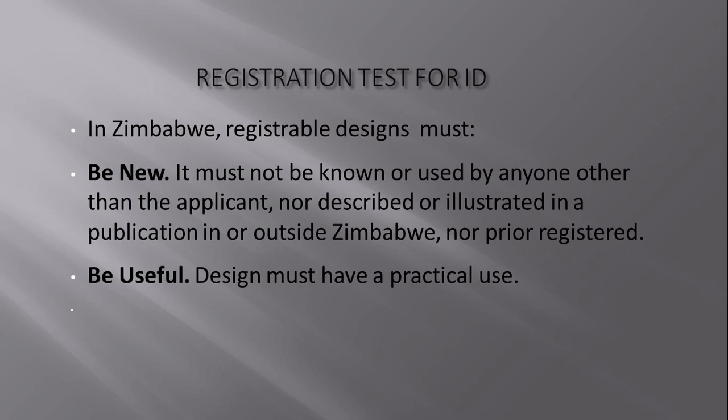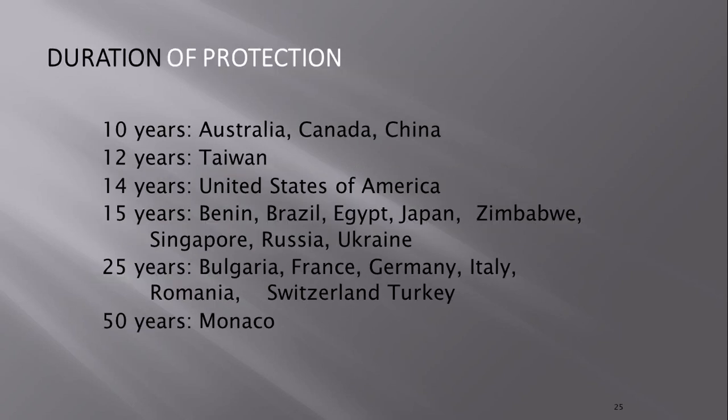And in Zimbabwe, the registration test for industrial design is done in two parts. One, the design has to be new. Two, the design has to be useful. So the design must be practical. It must have industrial applicability. It must have a practical use for it to be protected. It must be novel, which means no one must have presented or created a similar design before. So this is the criteria that is used to protect industrial design in Zimbabwe.